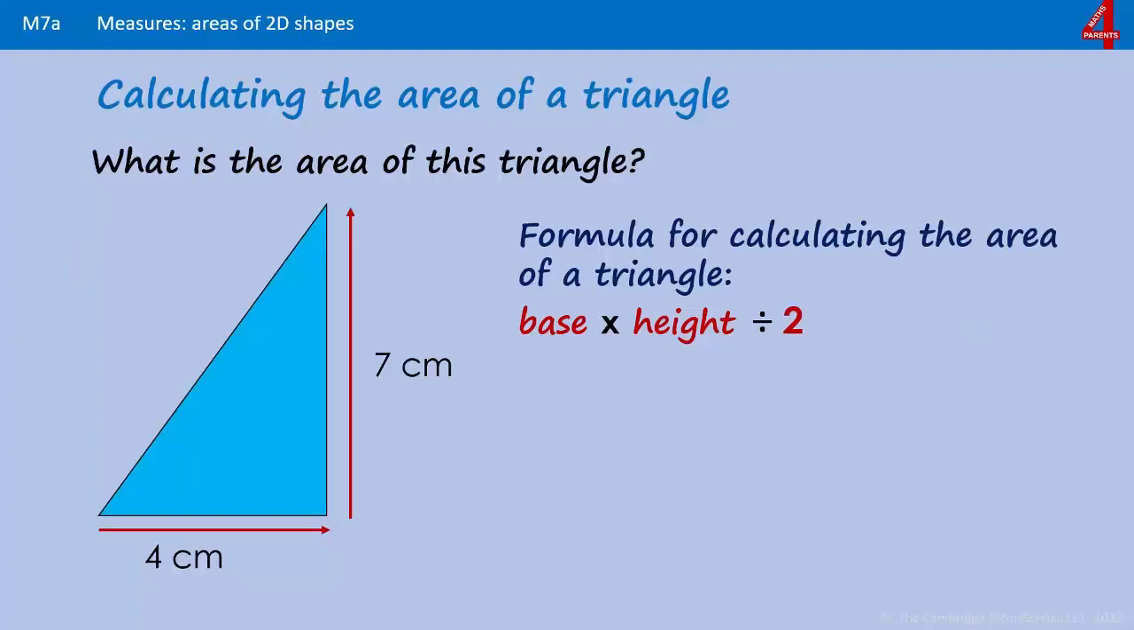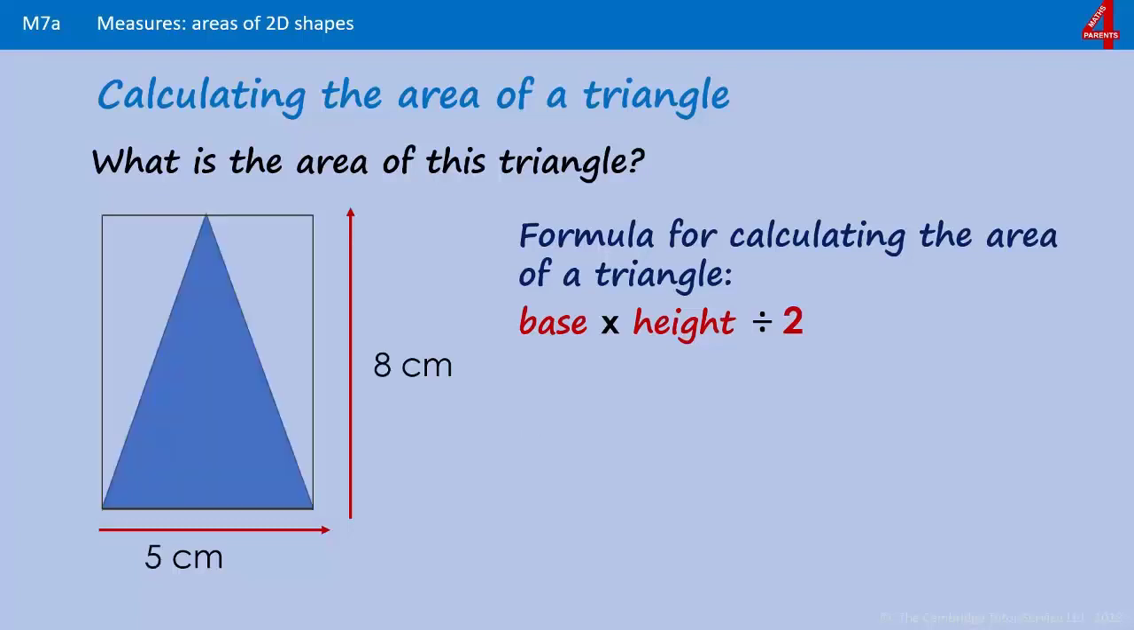The dimensions of this triangle, the base is 4 and the height is 7. Remember that's going to be half as much as if it were the rectangle. 4 times 7 is 28, which would be the whole rectangle. Because it's a triangle, we're going to divide it by 2. 28 divided by 2, that's 14. The area of this triangle is 14 centimetres squared.